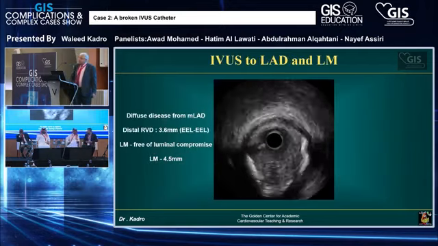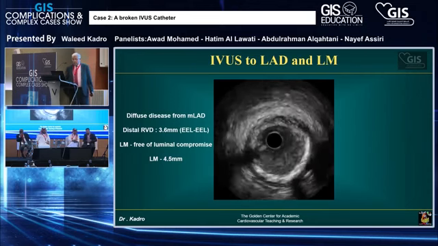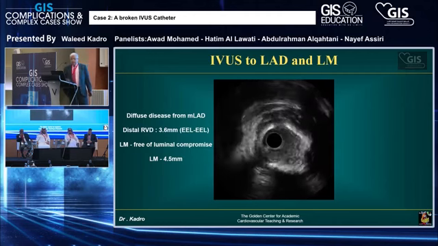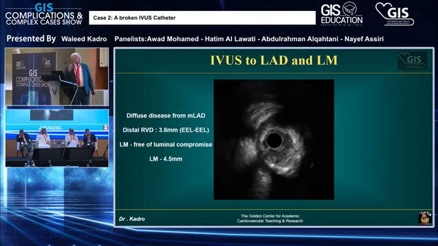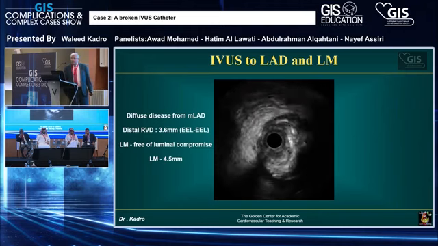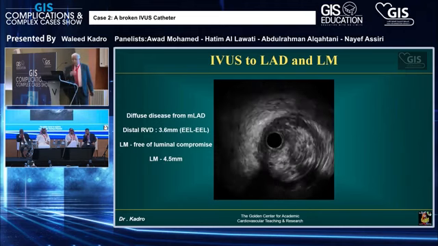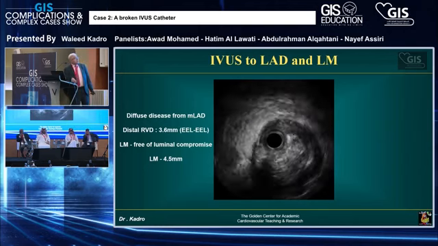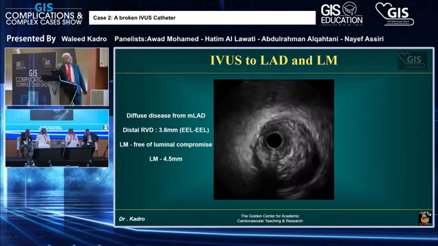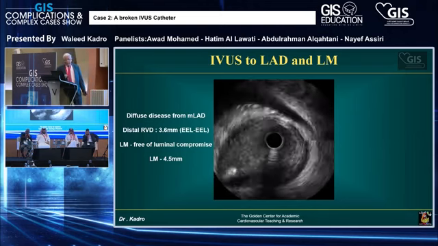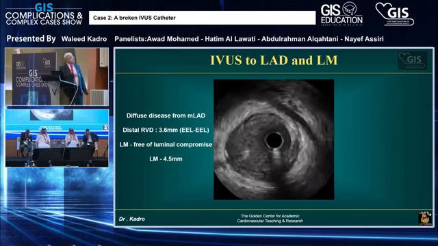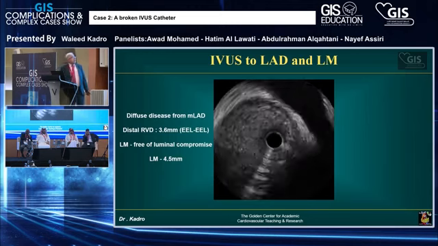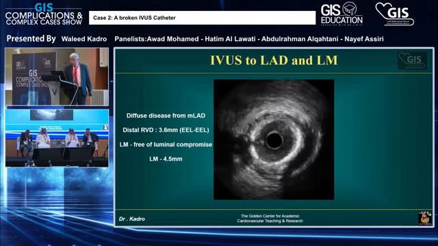But we decided to do IVUS to that lesion, and it showed significant plaque burden in the LAD from the mid segment, with a reference vessel diameter of 3.6 millimeter. Pulling back, there was significant plaque burden reaching the ostium of the LAD. Continuing until we entered the left main, there was minor plaque burden, no significant stenosis, and a good left main with a diameter of 4.5.